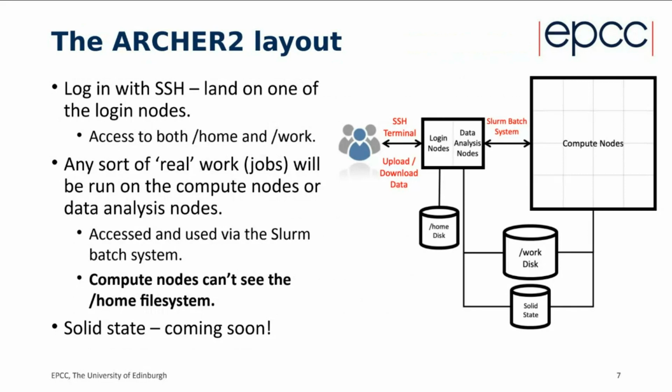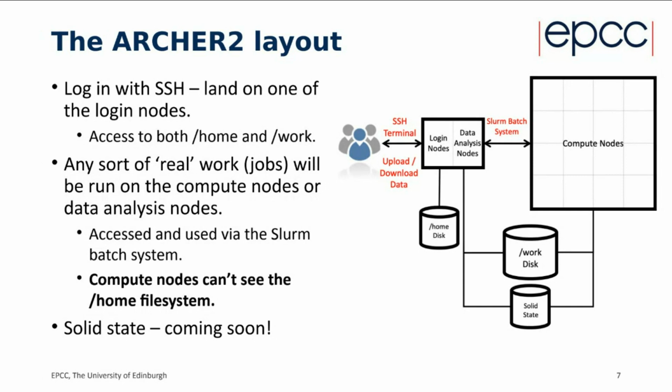How does all of that fit together? So we've got all these nodes, this network, these file systems. What links it up? Well, you're going to log into ARCHER2 with SSH. So this is just something you'll run on the command line, perhaps, or from a program, or from an SSH client on Windows. We'll talk about this later. You log in on one of the login nodes, you can see that on this image to the right. That gives you access to both the home and work file systems.